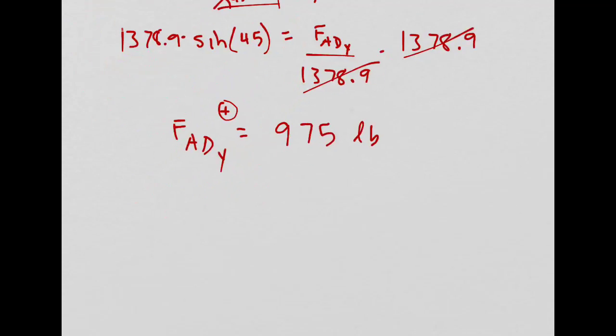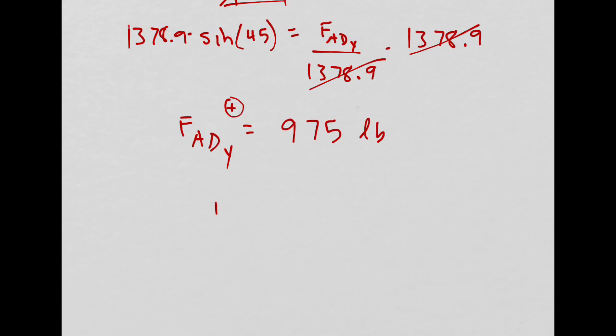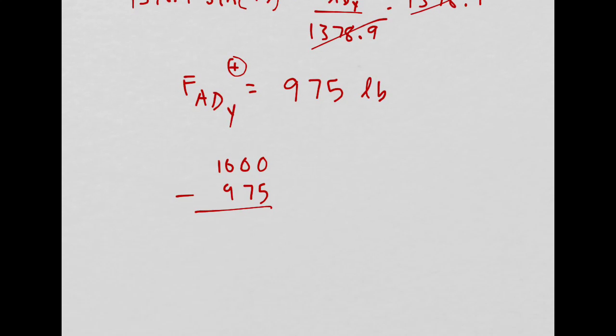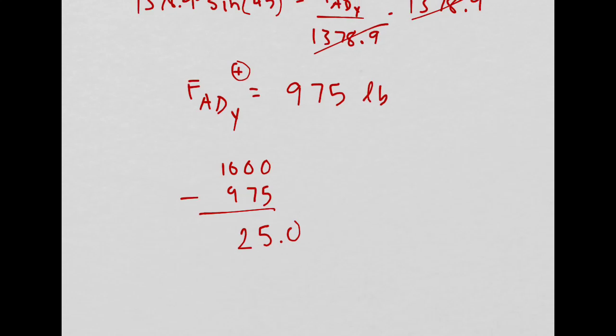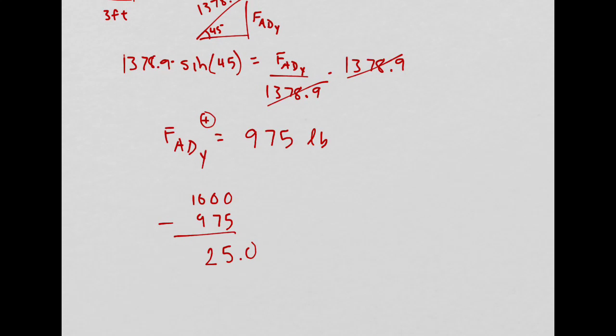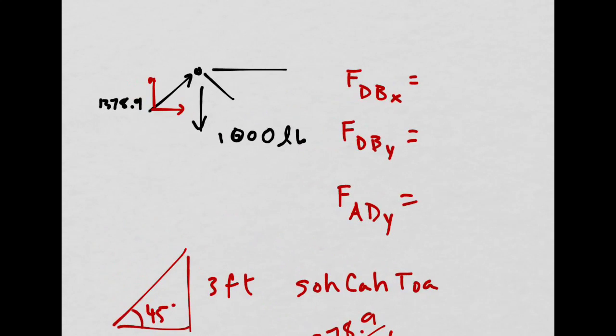So I have 1,000 pointing downwards, and I have 975 pointing upwards. So I'm left over with 24.9, that's 25, I'm rounding it up. Alright, so I rounded that one. So 25 pounds has to be facing upwards, because this is 1,000 pounds. It's stronger than this force is pulling upwards, so this needs to help it. So there we go. I figured out the direction.